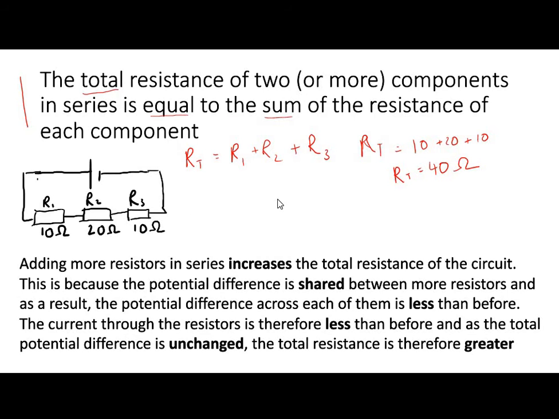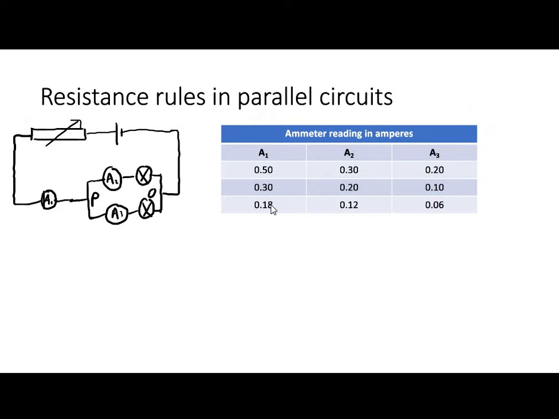Okay, so let's look at parallel circuits now. So here's a typical parallel circuit. We've got a variable resistor, a battery, an ammeter here, and 2 ammeters here on our parallel part of our circuit with 2 bulbs. And we can see from this data a couple of key things.